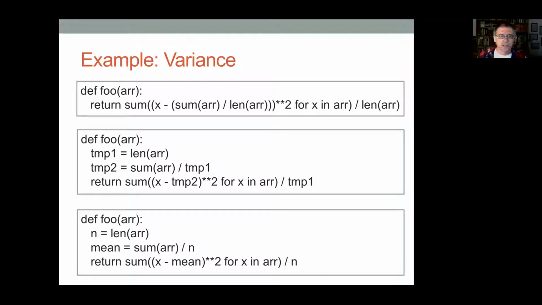Here's an example. These functions calculate the variance of an array of numbers. The first one uses one compound expression. In the second, we extract the length of the array and the average of the array into intermediate variables, but we give them meaningless names, temp1 and temp2. Finally, in the third version, we call the length of the array n and the average mean, and use that in order to calculate the variance.